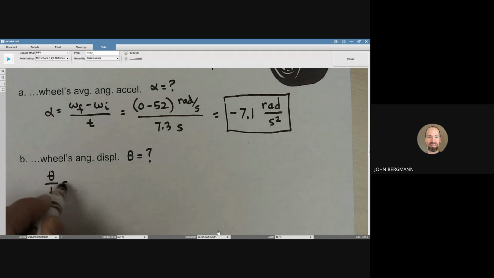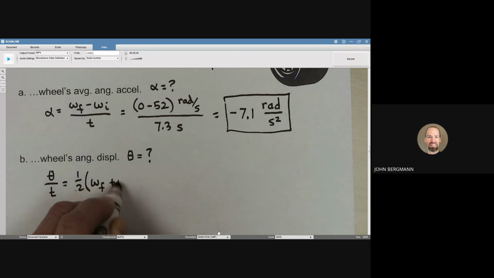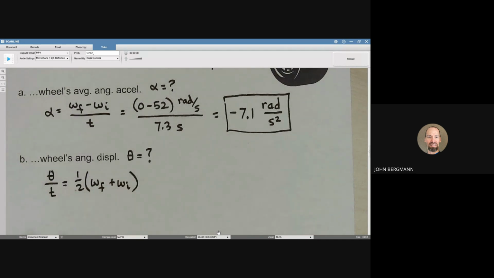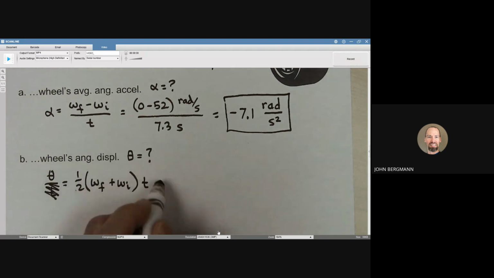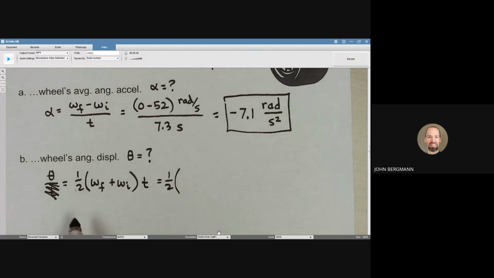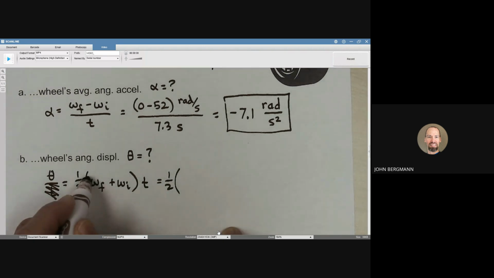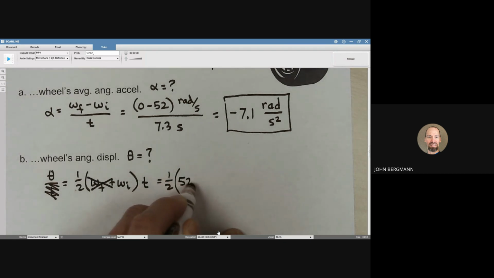Angular displacement divided by time is 1/2 times omega final plus omega initial. We want to solve for theta, so we're going to need to multiply both sides by t. What does that give us? 1/2. The final angular speed was 0, so I'm just going to put an x through that. The initial angular speed was 52. I'll go ahead and put the unit there, radians per second.